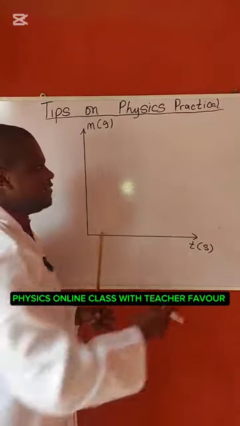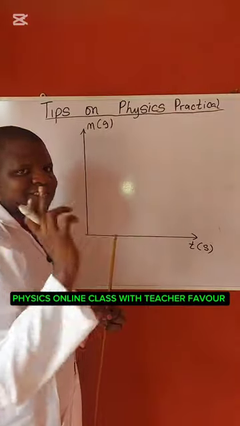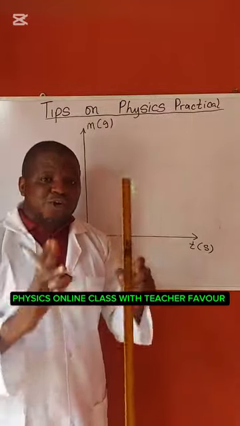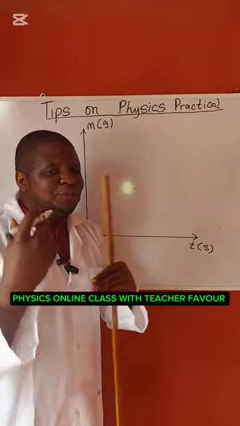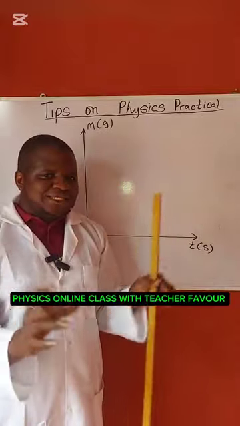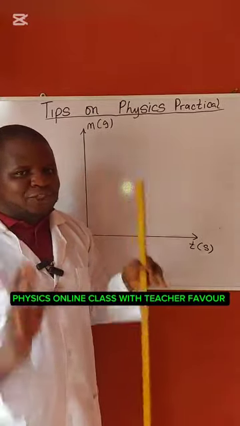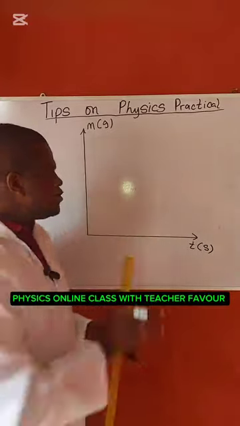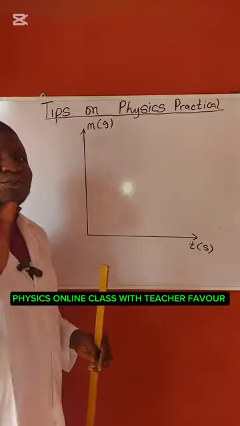If it is a negative graph, you start from this very side. Okay, let's assume this is a positive graph. For your graph to be reasonable, the plotting must cover at least 1/3 of the graph sheet. So you must know this whenever you're trying to choose your scale. So what you're going to do first of all is to choose scale.